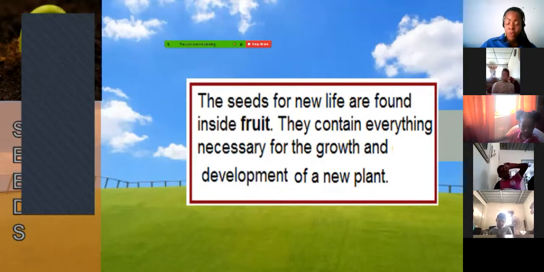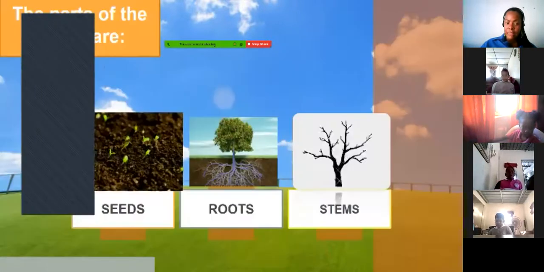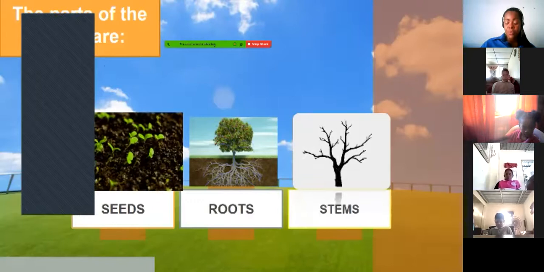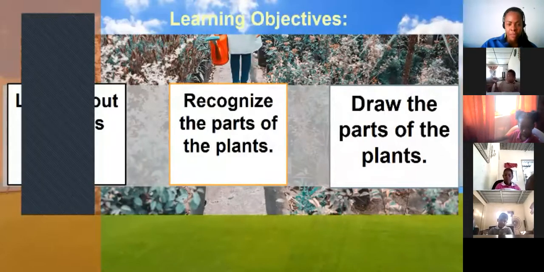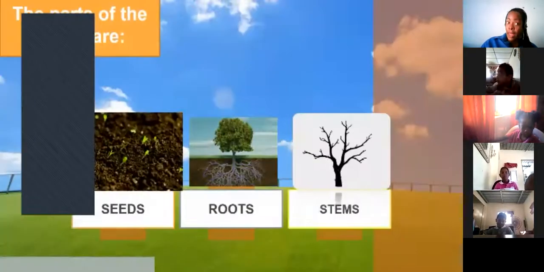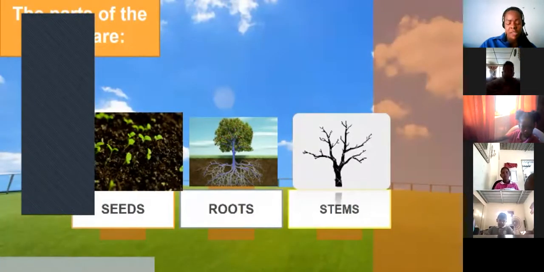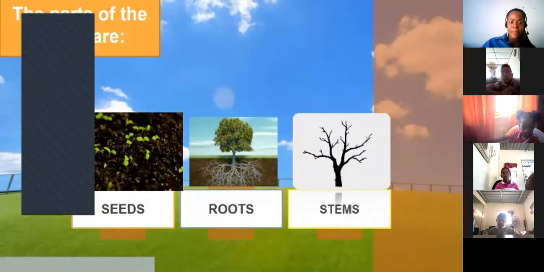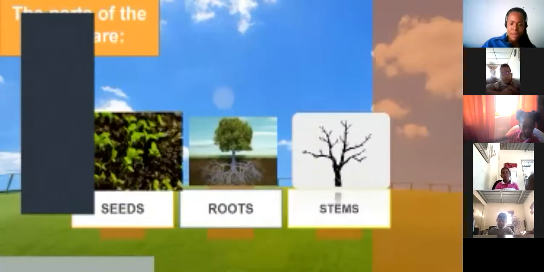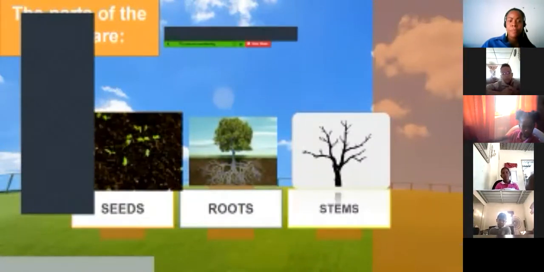Okay, guys, repeat one more time. Guys, if you are late in the class, let's do a review because we are talking about the parts of the plant. We're going to learn about the parts of the plant. We're going to recognize the parts of the plants, and we're going to draw the parts of the plant. Then, the parts of the plant are seeds, roots, stems. Las partes de las plantas son semillas, raíces, y el tallo.